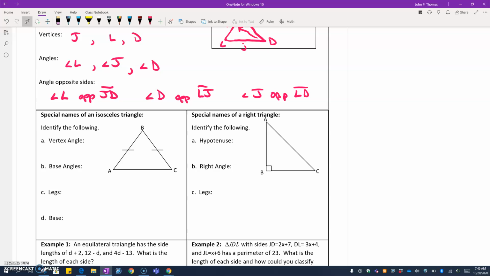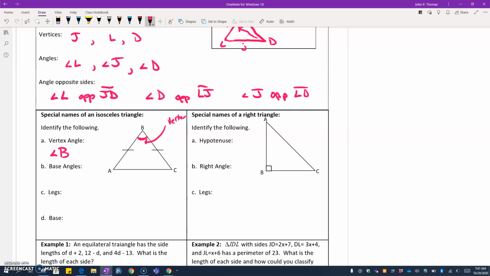Now, special names of an isosceles triangle. So certain triangles have special names that we deal with. So in this, it says identify the following. The first one is the vertex angle. All right, that's the angle that connects the two congruent sides. So in this one, that's the B. All right, so that's our vertex angle.